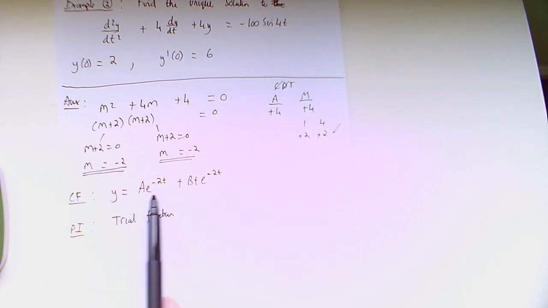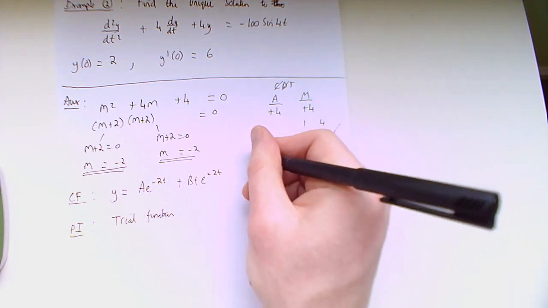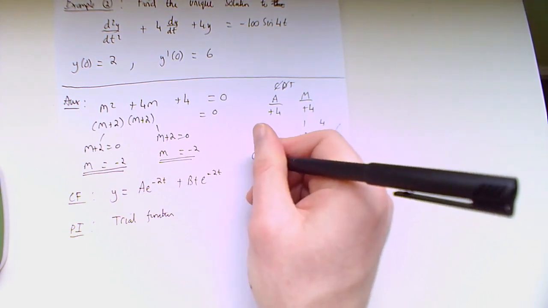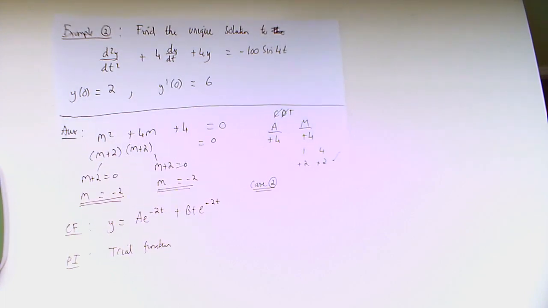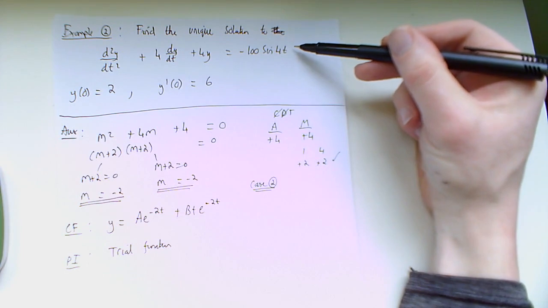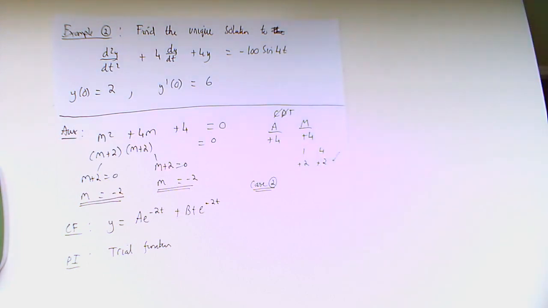So that was the complementary function, and as I said, that was case number 2. If you write that down, it means you can go back and check that you've done everything right. Now the trial function. Remember, the trial function is dictated by the right hand side of your differential equation. So the right hand side tells you what to do.